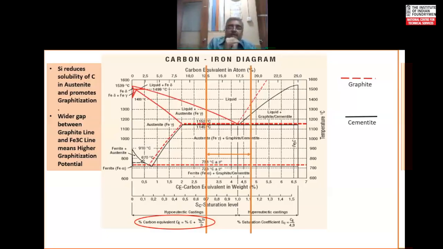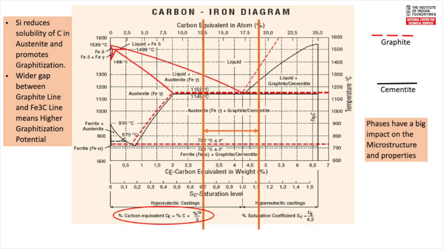Now these two bars indicate generally the carbon equivalent range in which typical engineering grade cast irons are used. These are the typical compositions. But theoretically, you can have a composition starting from 2% carbon equivalent going up to 5% carbon equivalent. And like I said earlier, phases have a big impact on the microstructure and properties. So we will have a look at that as we go forward.